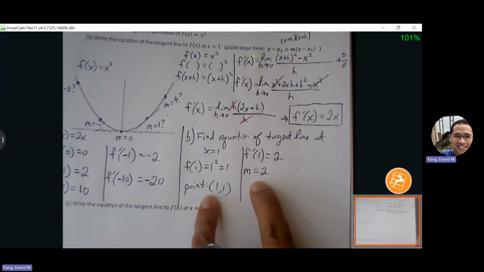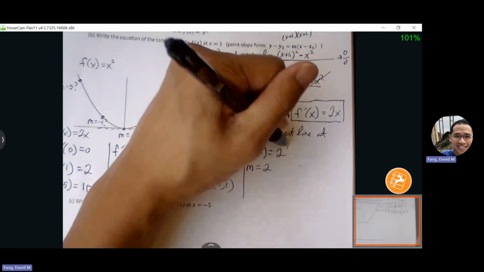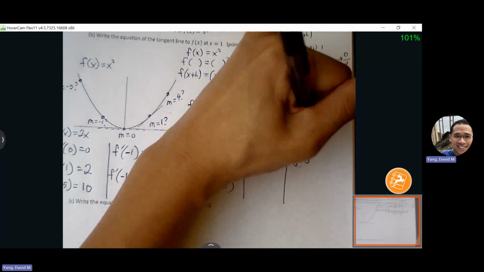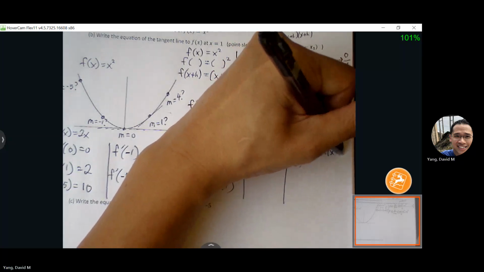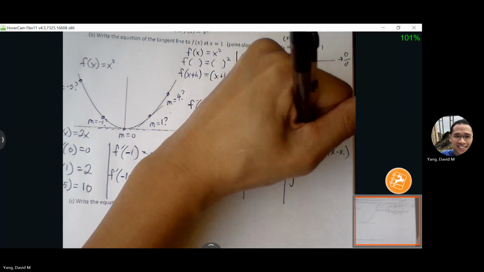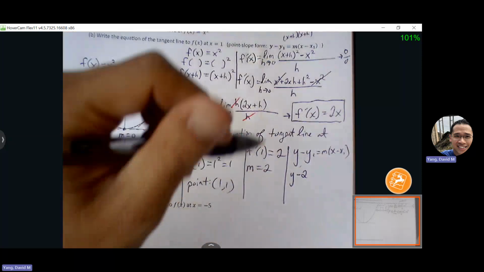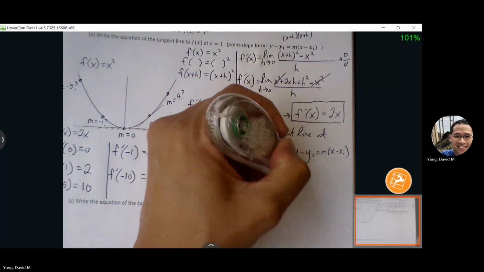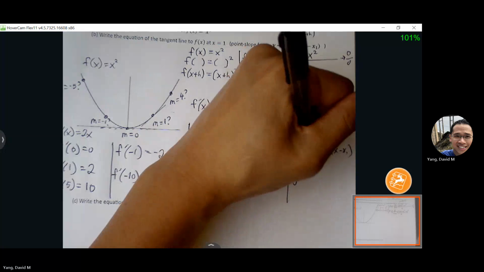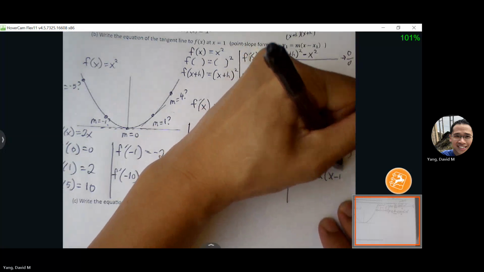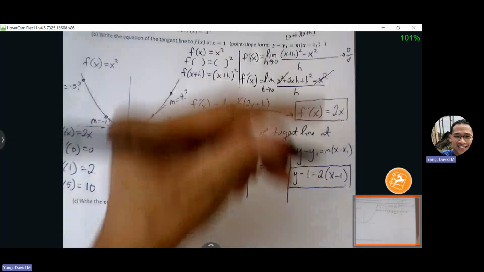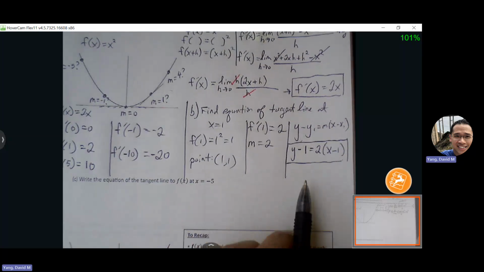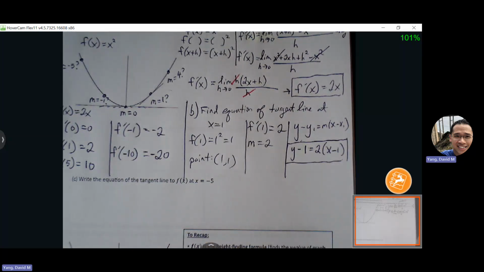So your ordered pair comes from your function, your slope comes from your derivative. You pull your two sets of information, and then you can take it and put it into point-slope form. Oops, y minus 1, the ordered pair is 1 here. Leave your equation in point-slope form. This is sufficient. There's no need to get it into slope-intercept form. You can, but this is acceptable, so we'll leave it like that.